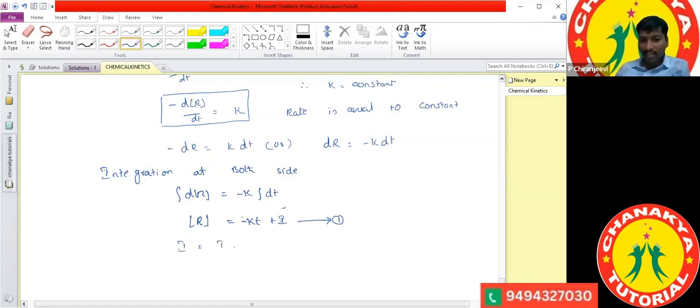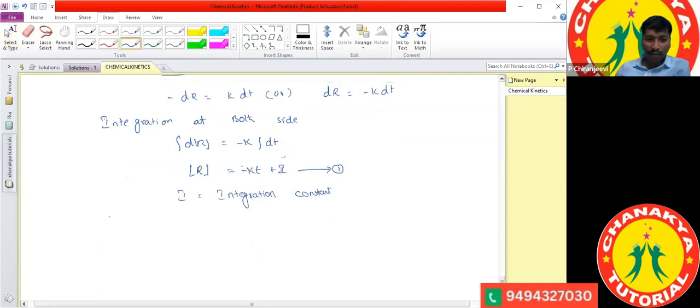Remember what I means here: I is nothing but the integration constant. Now at initial time, what is the concentration and time? At initial time, the concentration we take as R naught, and the time we take as zero. Initial time we take as zero, and initial concentration we write as R naught.